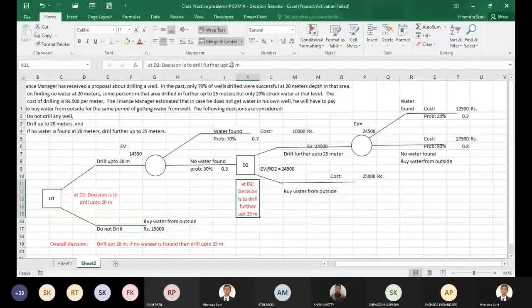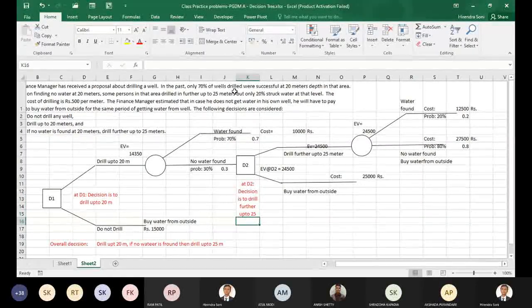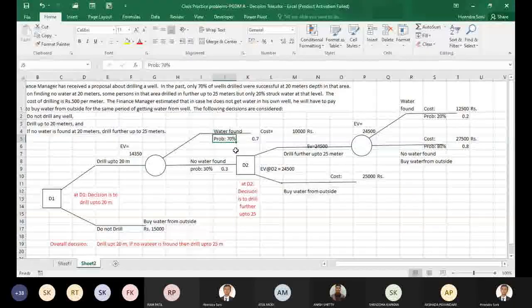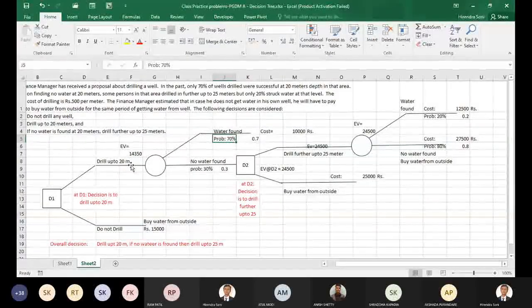Now इस चीज के होने के chances कितने हैं? 30%. 10,000 का 70%. So your expected value at this node would be 10,000 into 70% plus 24,500 into 30%, that gives you 14,350, which is your expected value for drilling up to 20 meters. And if I directly just don't drill and purchase from outside is 15,000, this is a higher value. So we would prefer to go with this decision. So my decision at D1 would be to drill up to 20 meters. So overall, my decision would be to drill up to 20 meters.